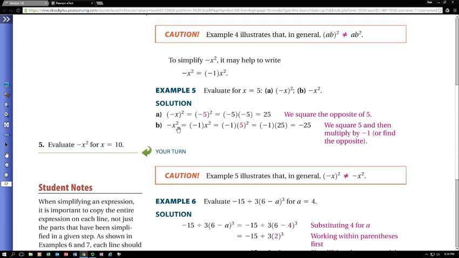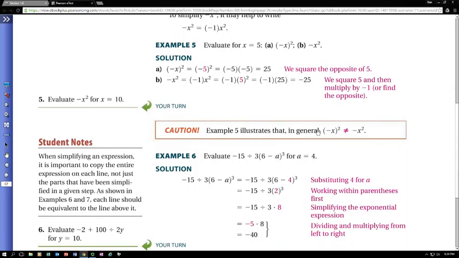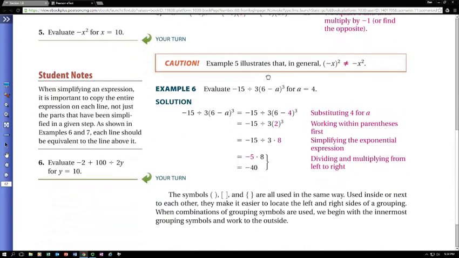This one, I put in, and think about that this really means negative 1 times x squared. So then I take negative 1 times 5, substituted in for x squared, which means I square the 5. According to order of operations, I need to square the 5 before I do multiplication, and I get negative 1 times 25, which is a negative 25. Big difference, and that's what they're showing us, that there is definitely a difference between those two expressions.